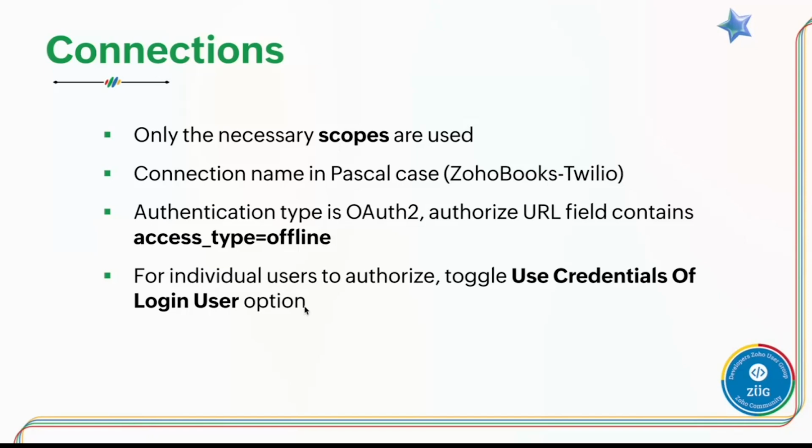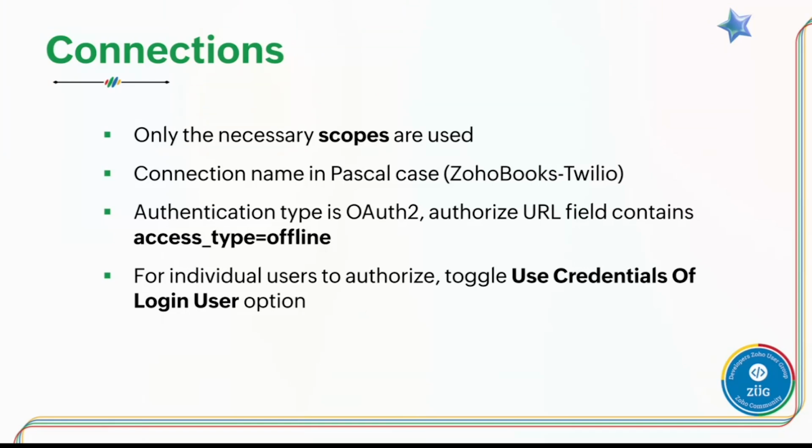And finally, while installing the extension, if you want every user, even from the same organization, to authorize the extension, then you need to toggle the use credentials of login user option, so that the connection will ask every user who is installing the extension to authorize first to access the extension. So these are the main four principles that should be followed while creating a connection for any extension.